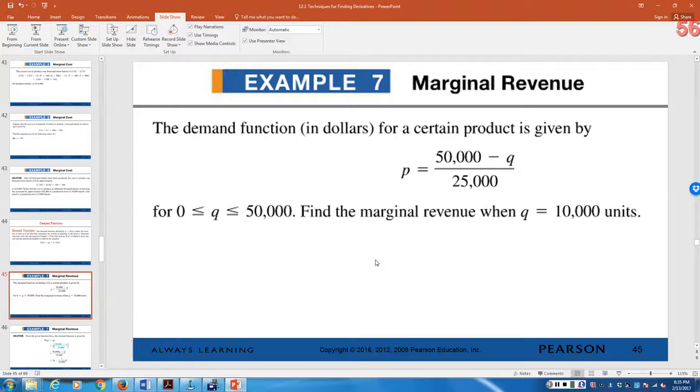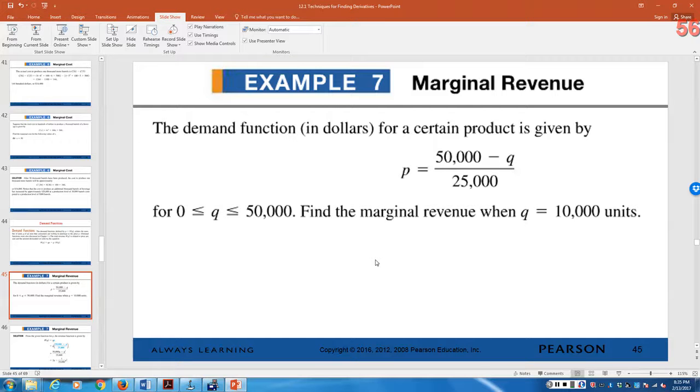So for example here, the demand function is given by price is equal to 50,000 minus Q, the number of units produced, divided by 25,000. And that only holds for Q being between 0 and 50,000, because obviously you don't have negative quantity and you don't have negative price. So we want to find the marginal revenue when Q is 10,000 units.